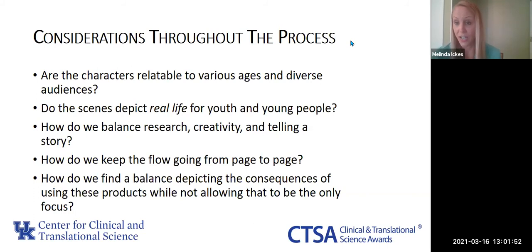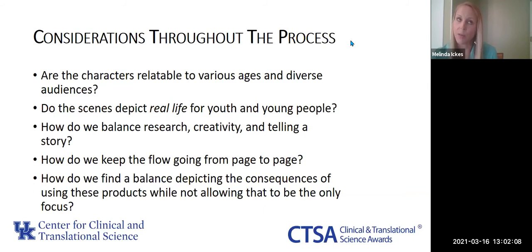And it's challenging. I think that's why you have to have multiple people on your team to bounce ideas off and say, okay, we need to pull back this a little bit and make sure that we're still sticking to the story. How do we keep the flow going from page to page? And that was something I hadn't considered.